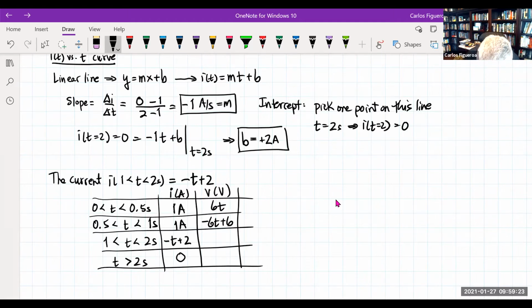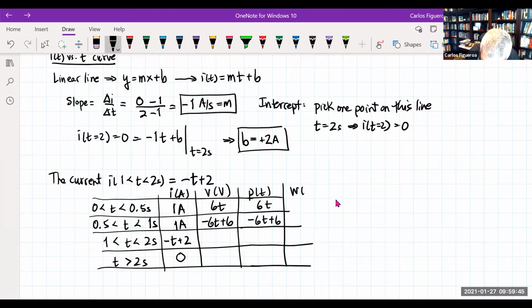So now I could go get the power as a function of time. And the power is then going to be the current times the voltage. So the current should be 6t, and when I multiply the current times the voltage, it should be minus 6t plus 6. And then you could just go on and actually finish this right here.